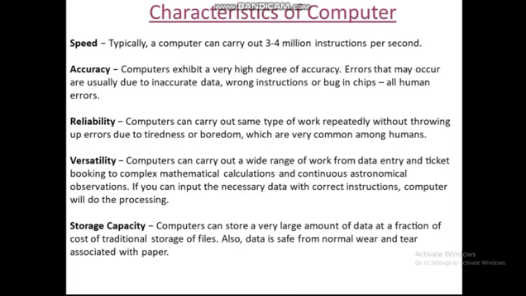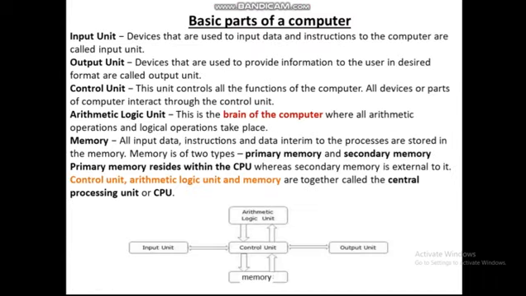Now, what are the importance or characteristics of computers which are very useful for human beings in daily life? Like speed, accuracy, reliability, versatility, storage capacity. We can just assume the difference between a computer and a calculator.